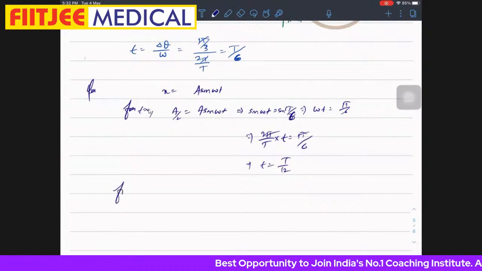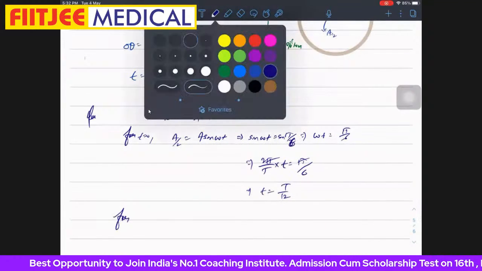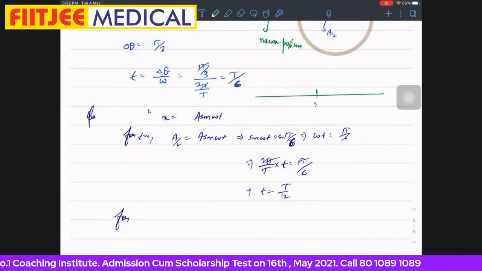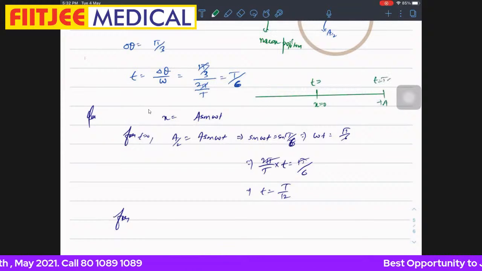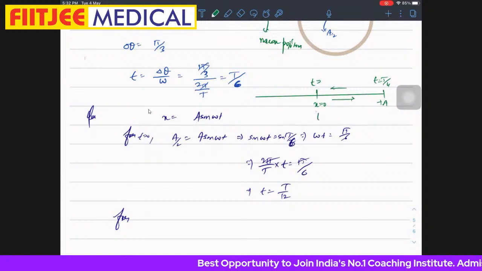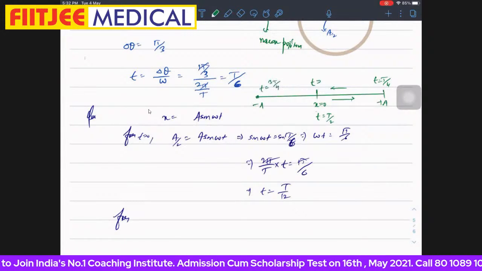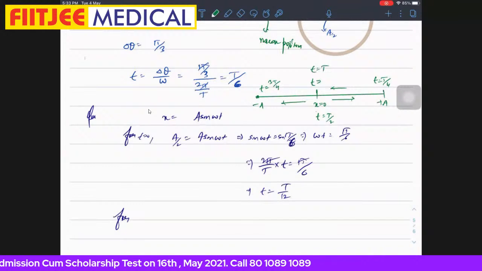And it will reach its amplitude in how much time? T by 4. How? Suppose a particle's motion starts at x equals 0, t equals 0. At plus A, it will be at t equals T by 4. It will come back here at t equals T by 2. It will reach minus A at t equals 3T by 4, and it will come back here at t equals T. This is how the motion flows.